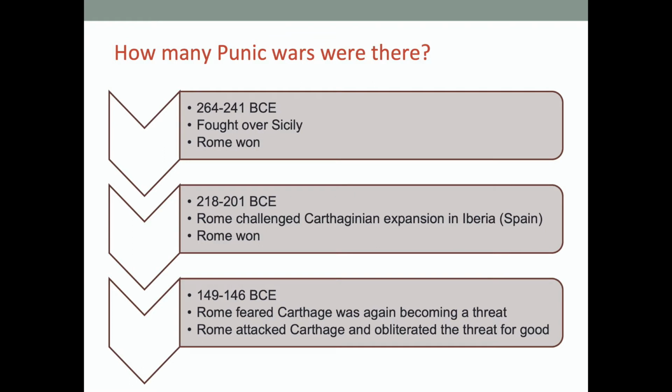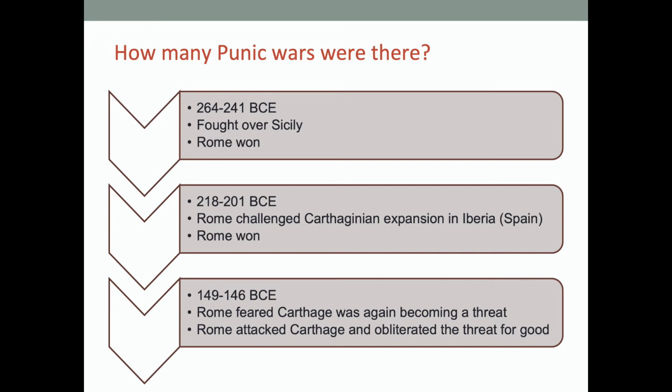Okay, so let's jump into the Punic Wars. How many were there? Well, there were three. The first one, the Romans fought the Carthaginians from 264 to 241 BCE. They were mainly fighting over Sicily. Okay, Rome won that one. So in Punic War number 2, they fought between 218 and 201 BCE. Rome challenged Carthaginian expansion in Iberia, the Iberian Peninsula, modern-day Spain. Rome won there too. You can sense a pattern here.